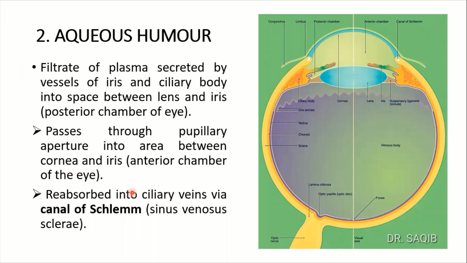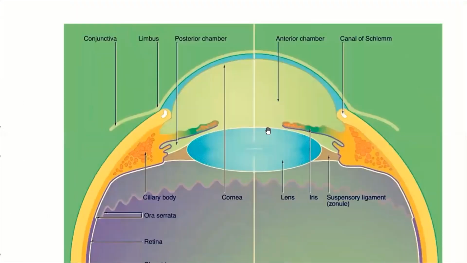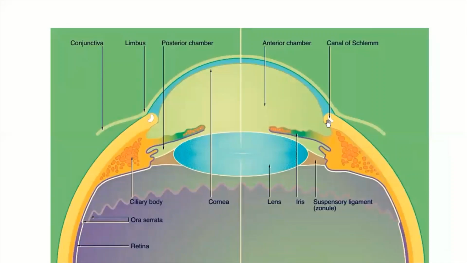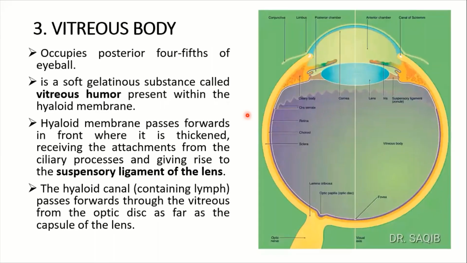The aqueous humor is reabsorbed into the ciliary veins via the canal of Schlemm, the sinus venosus sclerae. So again, I will enlarge for you. This is the canal of Schlemm over here for reabsorption. And the vitreous body, here, occupies the posterior 4/5 of the eyeball. This is a large portion, 4/5.